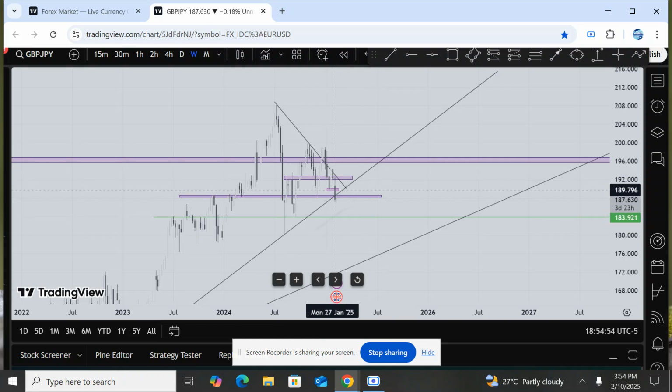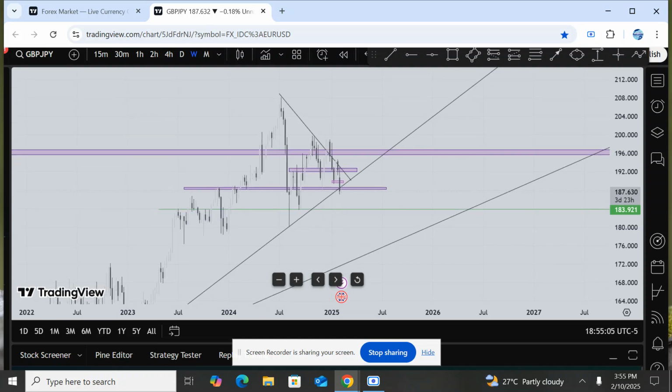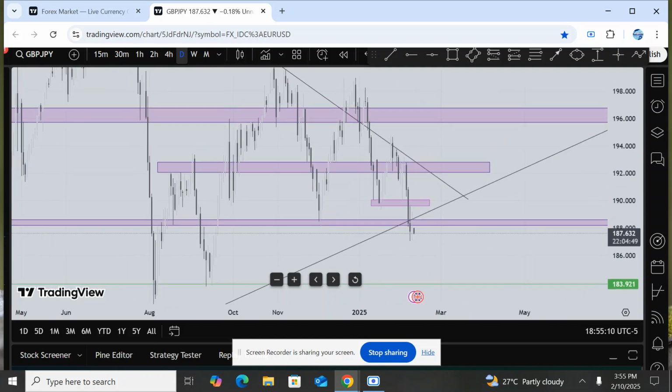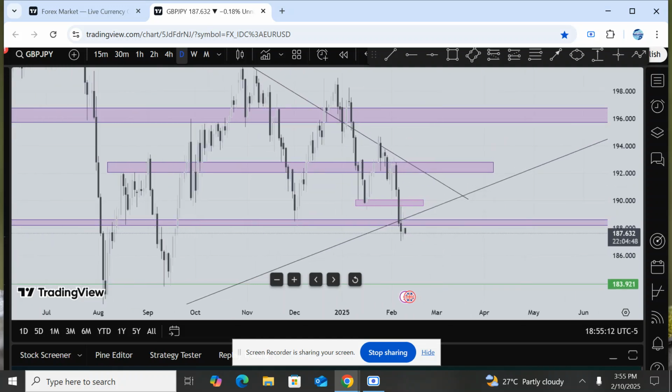You see the trend line coming. It's currently sitting on the trend line. So what is our bias going to be for GBP JPY? We'll move over to the daily time frame and see what the market has for us.